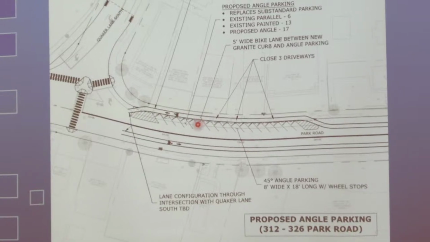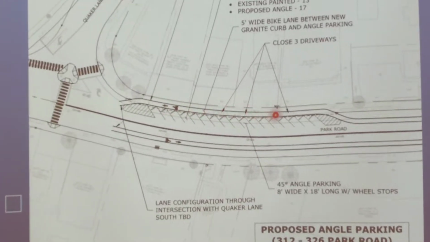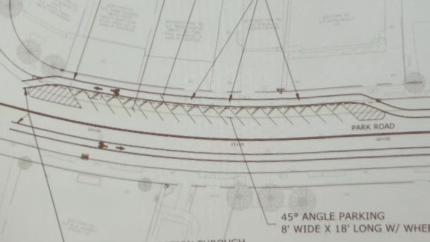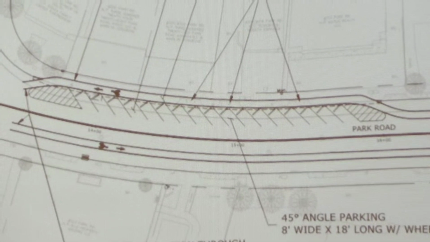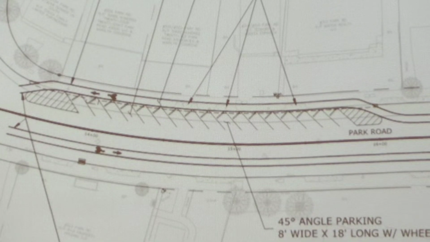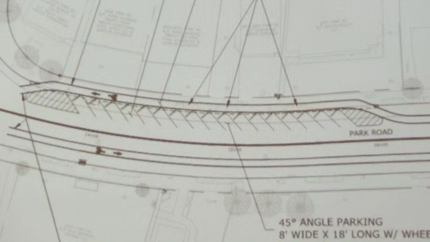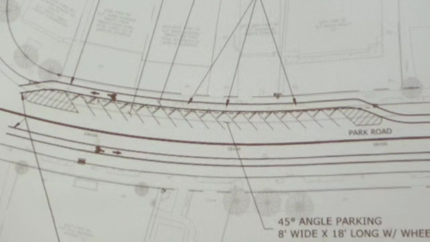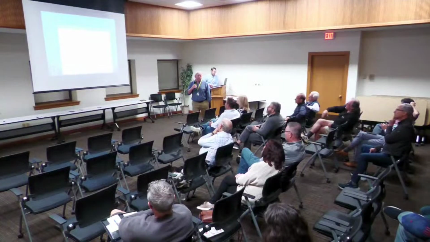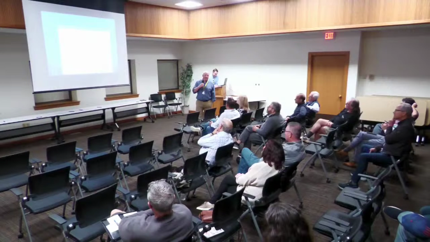And then we still have to figure out the lane configuration as it ties into the existing facilities on the other side of the intersection at Quaker. There are also some traffic and lane markings that have to be worked in as well. That's to be determined at this point. So is that cutting into the property? It's not cutting into the property. It's all within the public right of way.